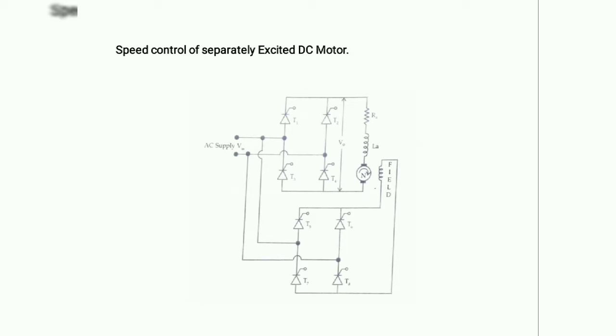If the delay angle is greater than 90 degrees, the average DC voltage V is negative. In this mode of operation, the DC machine acts as a generator and can feed the power back to the AC source. This inversion mode of operation is used in regenerative braking of the motors. This is the explanation of the speed control of separately excited DC motors.